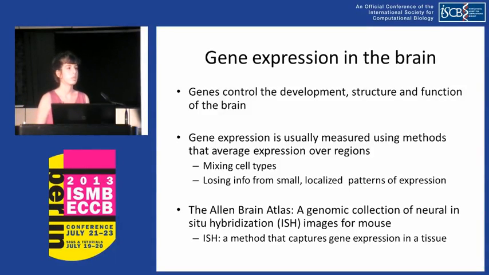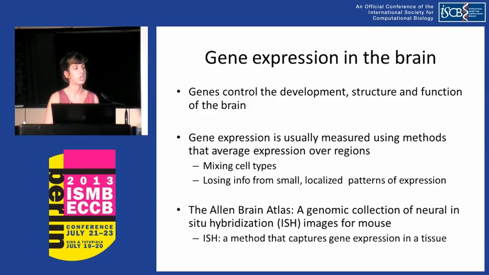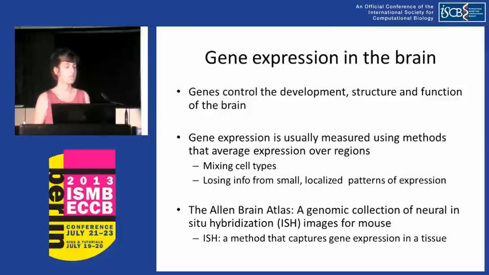Now, usually when people look at genomic expression patterns, they use methods that average expression over regions. So these are methods such as microarrays or RNA-seq. Now, when doing this, we mix up information from many different cell types, and also we use information that comes from small localized patterns of expression. So the Allen Institute for Brain Science tried to deal with this issue by collecting a genomic collection of neural in situ hybridization images for mouse brains.